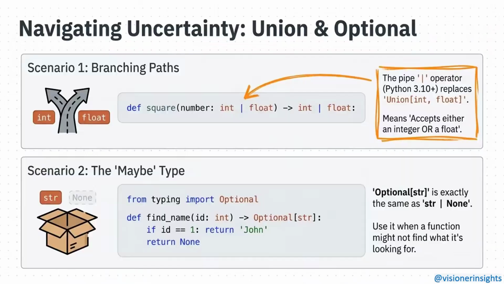But let's be real, real-world data is pretty uncertain. To handle that elegantly, we use something called union when a variable might take multiple branching paths, like maybe it could be an integer or a float. And then there's optional, which is perfect for that classic maybe situation. You know, when a function might find a string or it might just come up empty and return none.